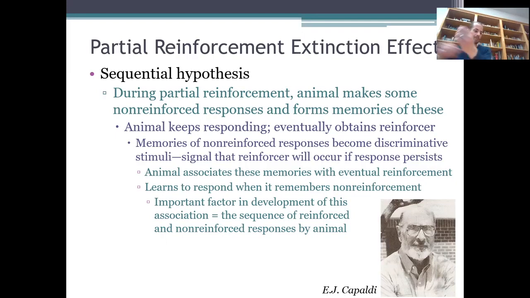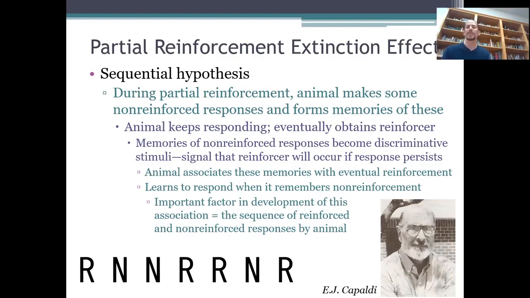So it's never going to be able to associate those memories with eventual reinforcement the way a partially reinforced animal will. Okay. So according to the sequential hypothesis, partial reinforcement results in the animal's memory of non-reinforcement becoming a cue, becoming a signal to persist. Keep making the response whenever you remember not getting reinforced. And how this happens depends largely on the sequence of reinforced and non-reinforced responses that the animal experiences. So that's why this is called the sequential hypothesis.